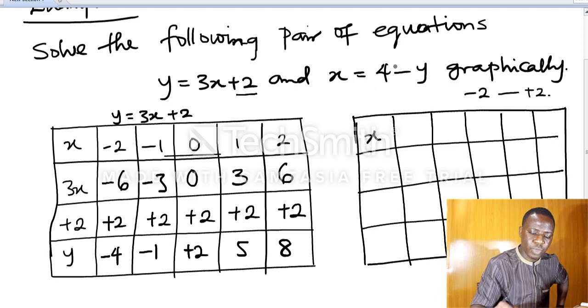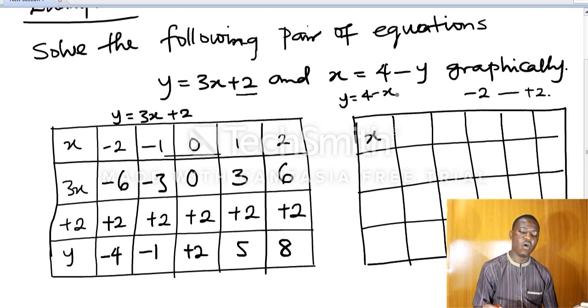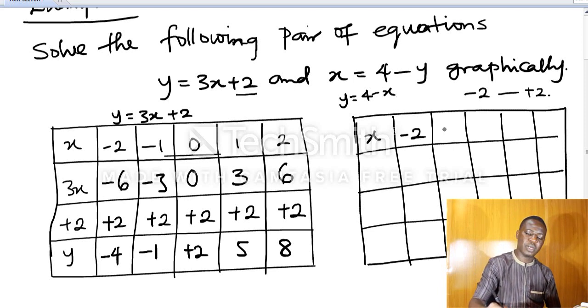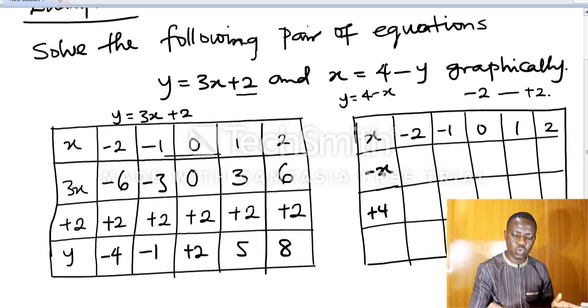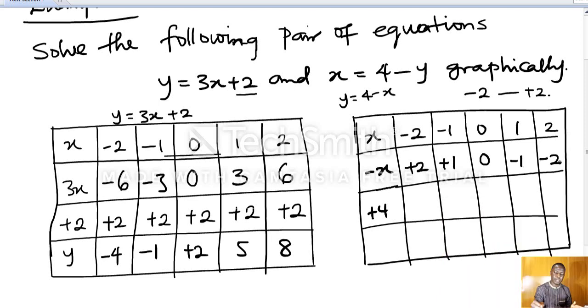So this is going to be, when you take minus y to the other side, y becomes equal to 4 minus x. So I'm going to plot a graph for 4 minus x with intervals -2, -1, 0, 1, 2. Okay, I'll get my value for -x and positive 4. So if x is -2, what will be minus x? This will be +2, this will be +1, this will be 0, this will be -1, and -2.